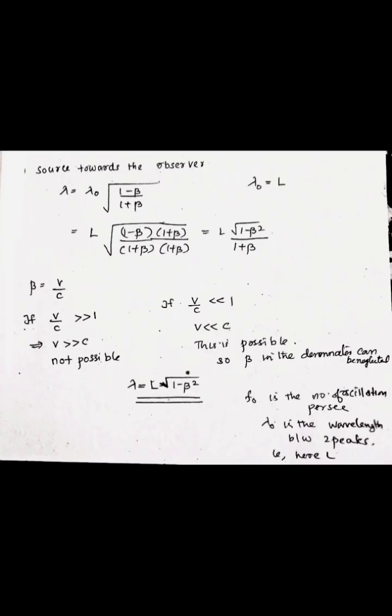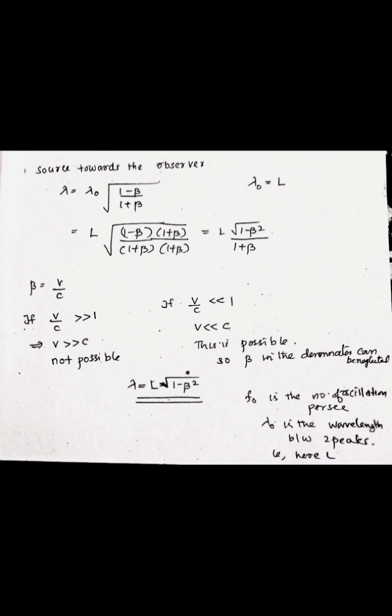So if V by c is greater than 1, then V becomes greater than c. But this is not possible. So here V by c is less than 1, that is V less than c. So this is possible. So we can neglect the beta term in the denominator, so that our equation will become lambda is equal to L into square root of (1 minus beta square). So this is the answer.